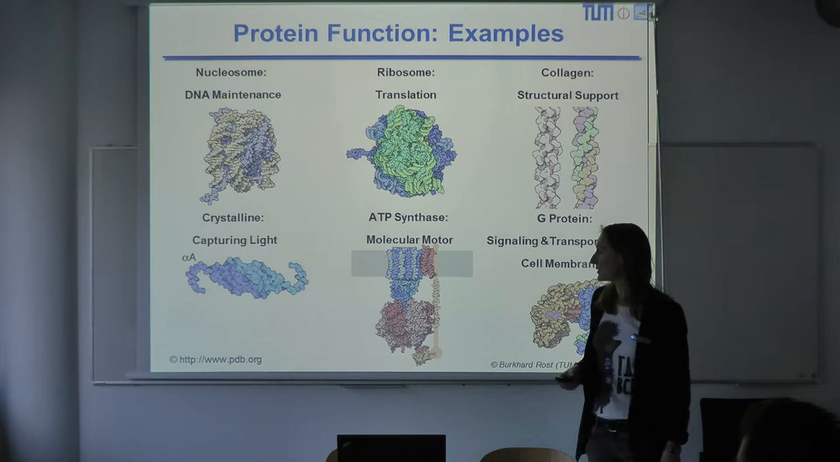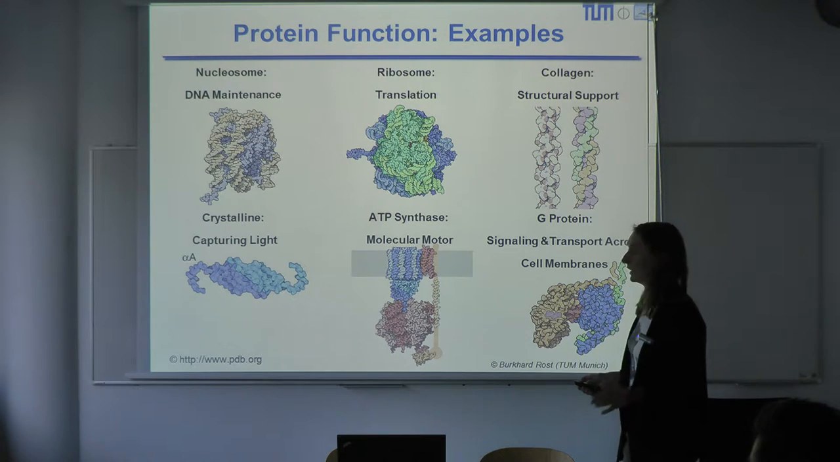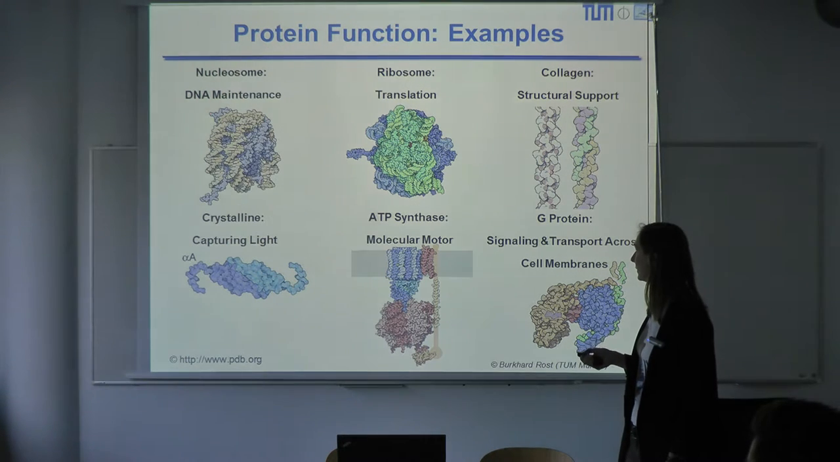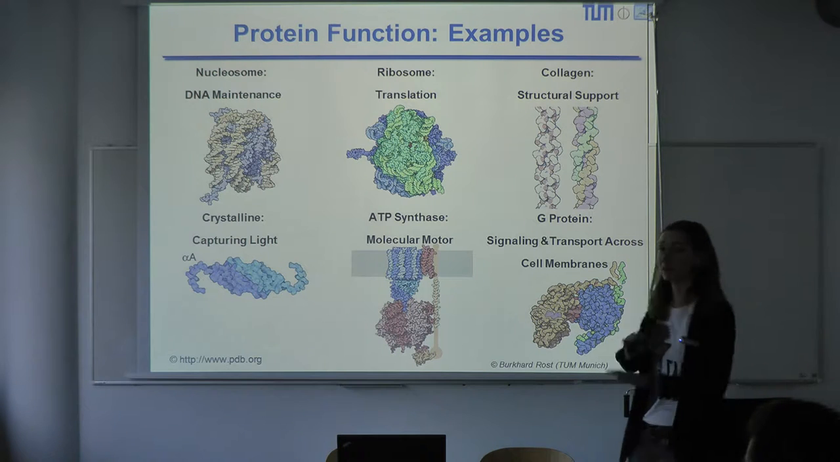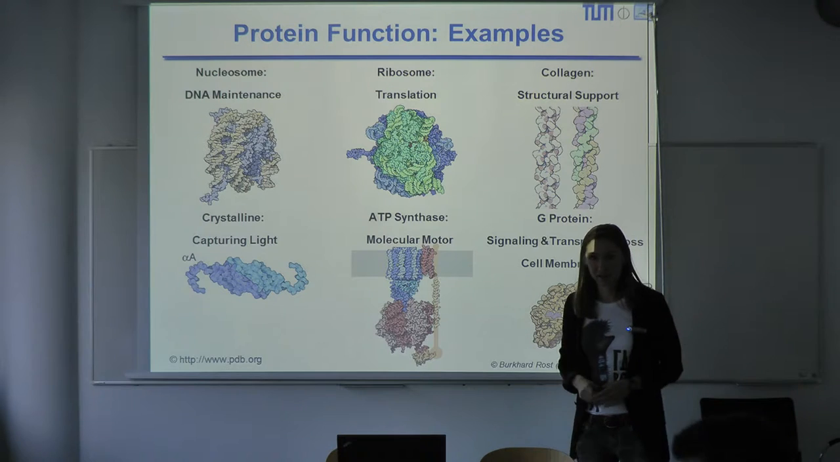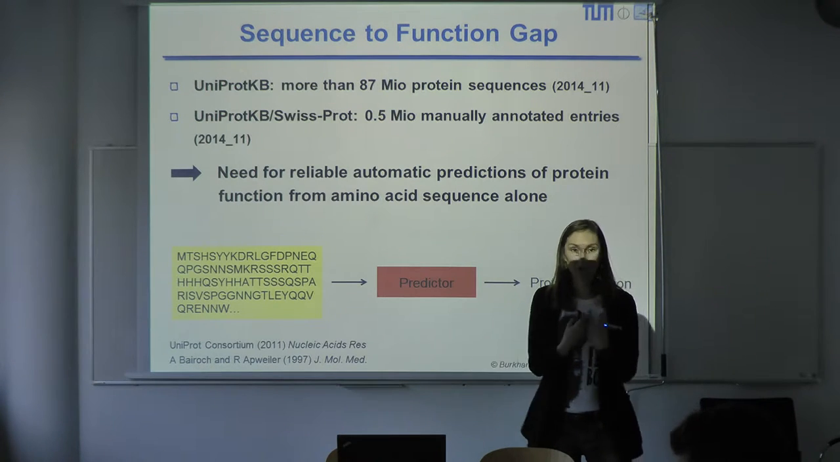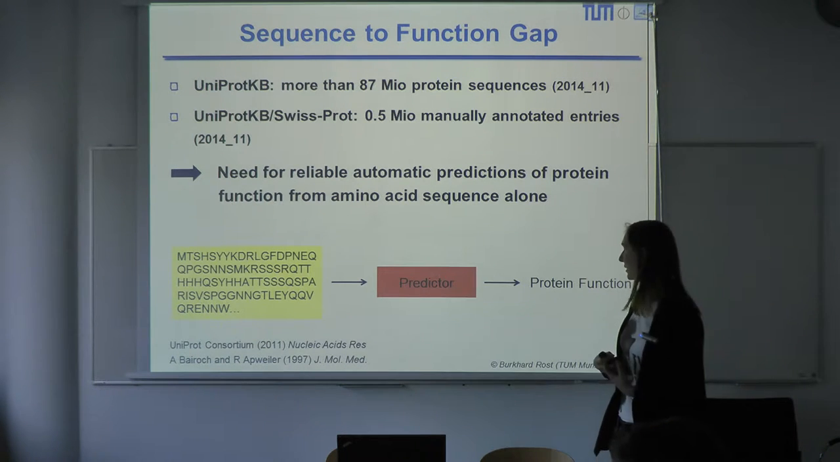Each of the compartments has different proteins, and each of the proteins performs its specific function, right? As you said, Nicholas, in the nucleus we have DNA maintaining proteins. On the ER, we have these kinds of proteins. On the cell membranes, we have these proteins. In the mitochondria, we have these proteins, and they all are very different in their shape and their function. And the reason why we bioinformaticians are so needed is the sequence to function gap.